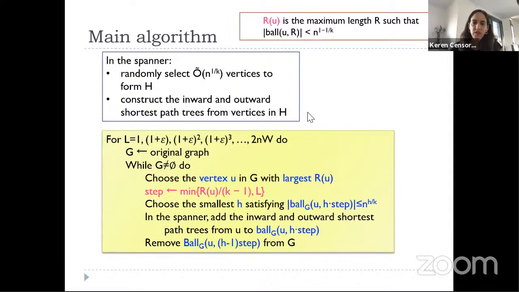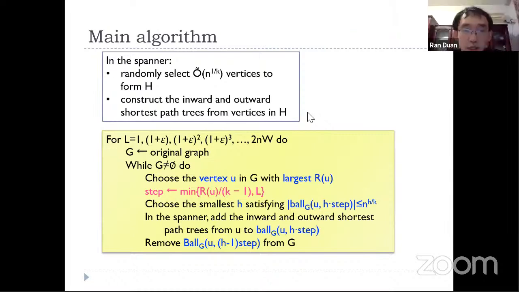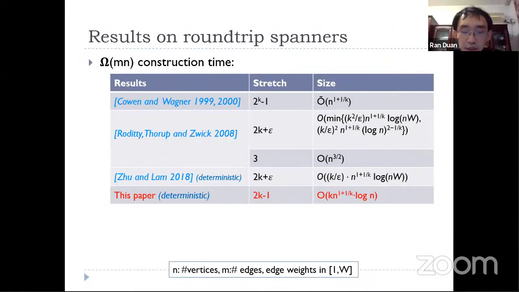So just to make sure, are these weighted or non-weighted? Weighted, okay. Right. Weighted, so the edge weight can be between 1 and W.